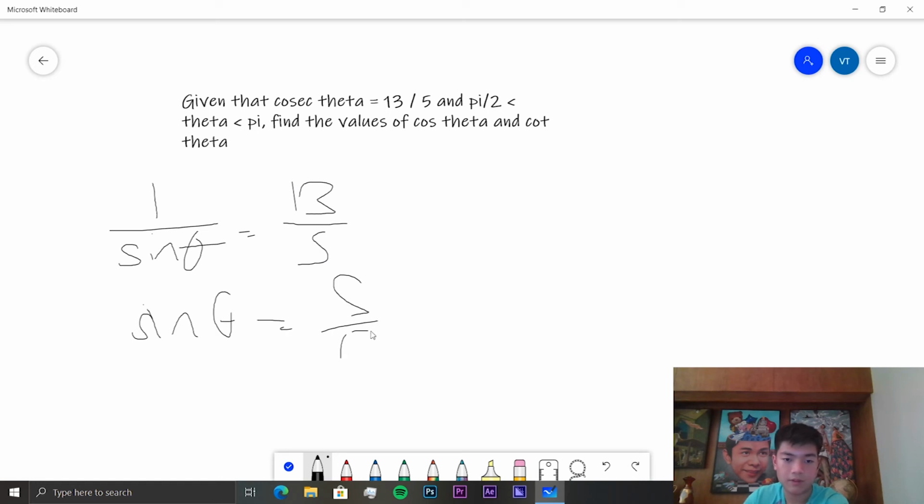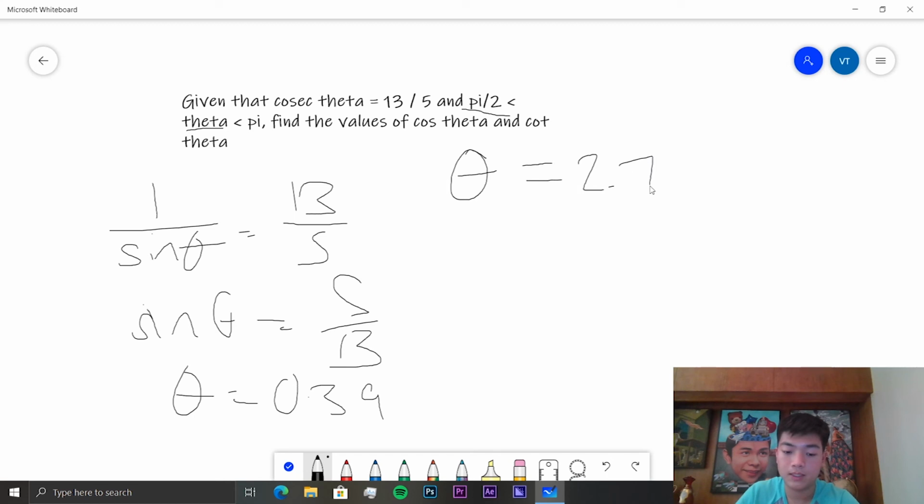is equal to 5 over 13, and so theta must be equal, well, we're working in radians, so change the calculator. So sine inverse of 5 over 13 is equal to around 0.39 radians, but there's a catch. This is actually in the second quadrant, since we're saying theta is between pi over 2 and pi, so we need to subtract this value from pi. So our actual value for theta is equal to 2.75. Now we need to find the values of cosine theta and cotangent theta.